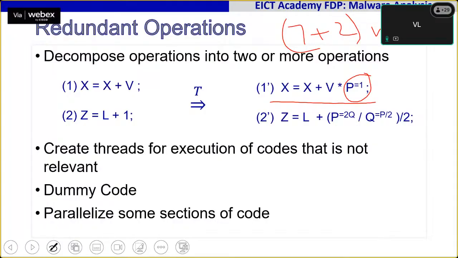So here it looks even more complicated, z equal to l plus 1. But if you look here carefully, p is always equal to 2q and q is always equal to p by 2. So naturally, if I divide these two values, it is always going to give me 2, and 2 divided by 2 is always equal to 1.